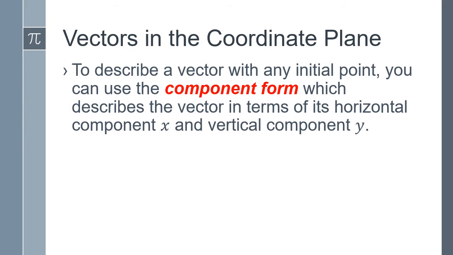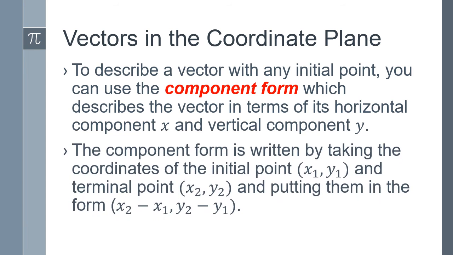To describe a vector with any initial point, you can use what's called the component form, which describes the vector in terms of its horizontal component x and vertical component y. The component form is written by taking the coordinates of the initial point, x sub 1 and y sub 1, and the terminal point, which is always x sub 2, y sub 2, and putting them in the form x sub 2 minus x sub 1, comma, y sub 2 minus y sub 1. It is basically almost like putting coordinates. All right, it's the same rule that we would use in regards to that.